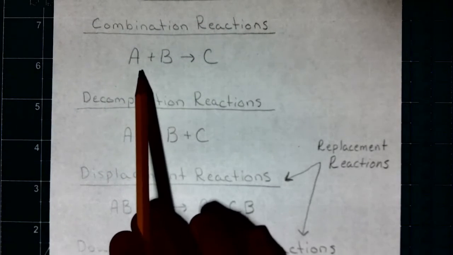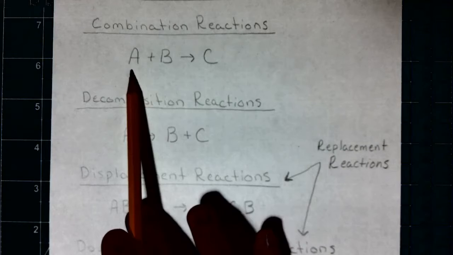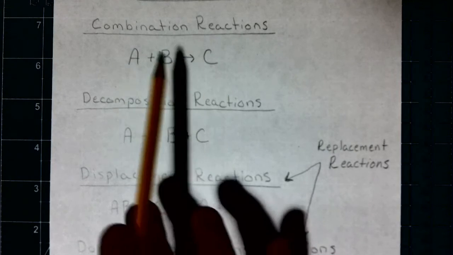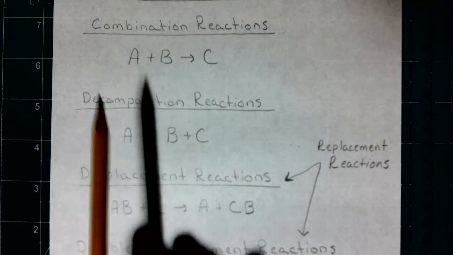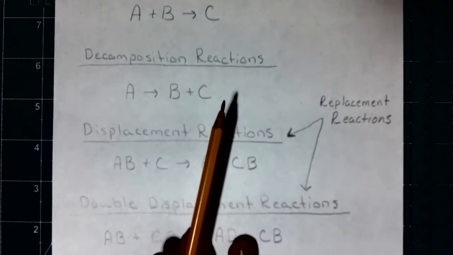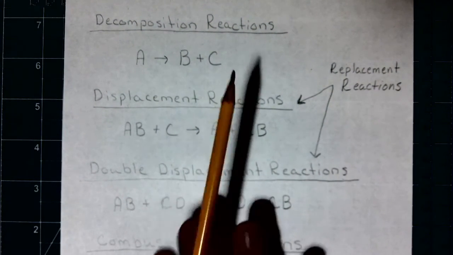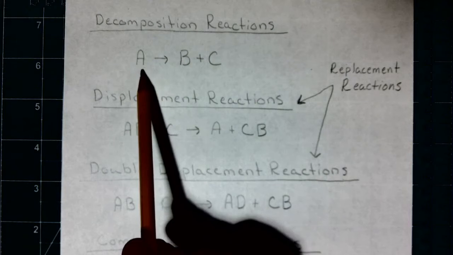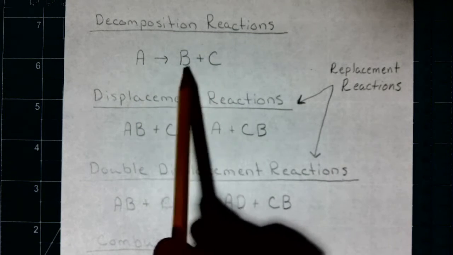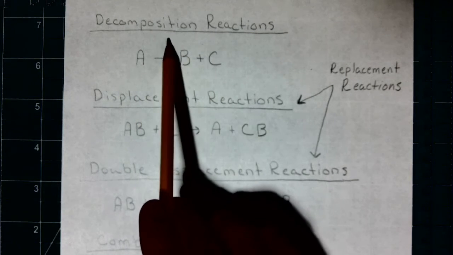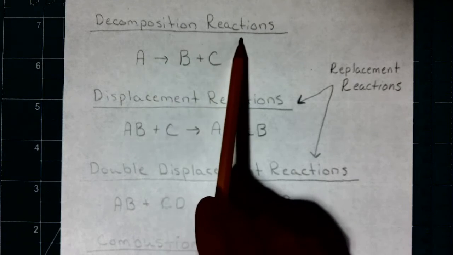So when I have two things that are going to combine together to make one thing, we call this a combination reaction. When I have one thing that breaks apart into two or more different things, we're going to call this a decomposition reaction.